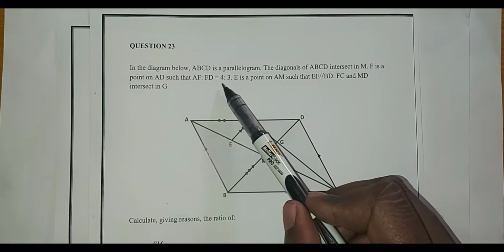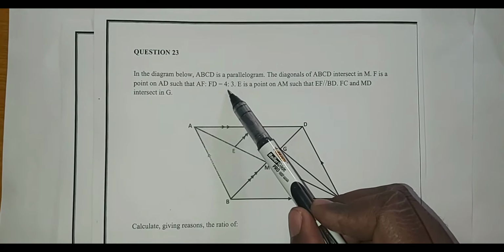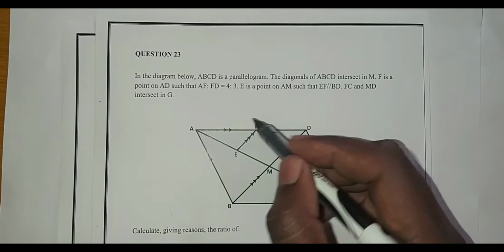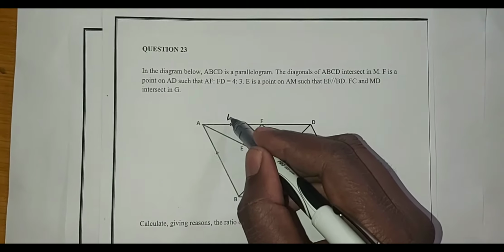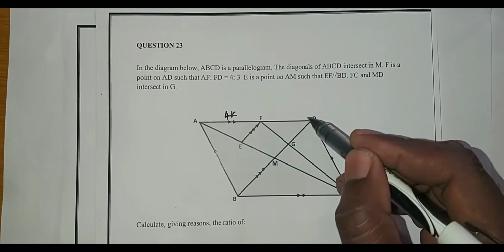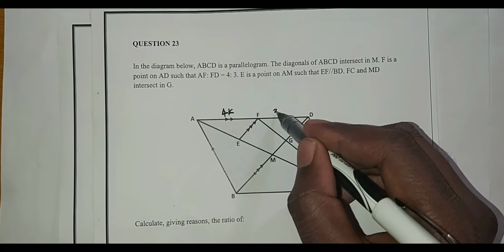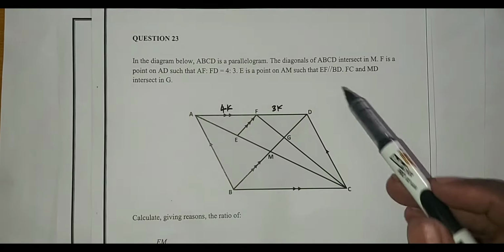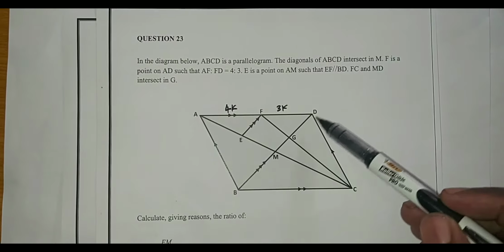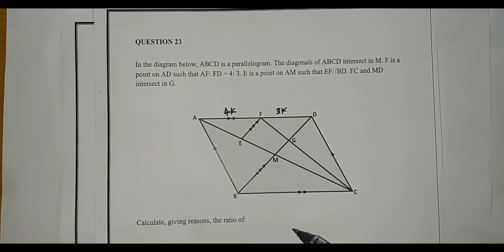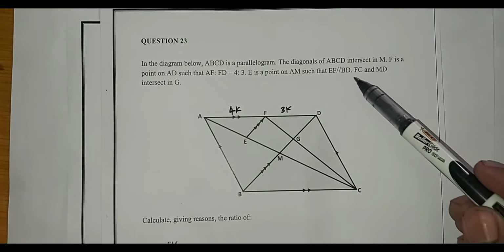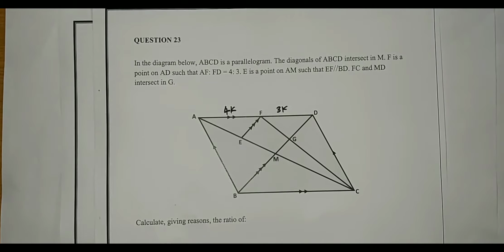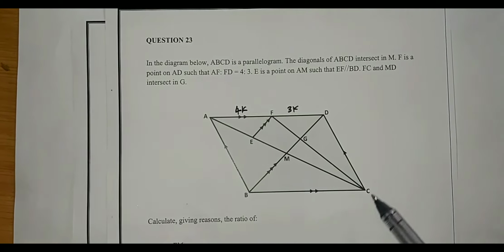such that AF to FD is 4 is to 3. So which means we have AF as 4K, FD is 3K. E is a point on AM such that EF is parallel to BD, as we can see. FC and MD intersect at G. You can see the point G there. Importantly, we know that it's a parallelogram.